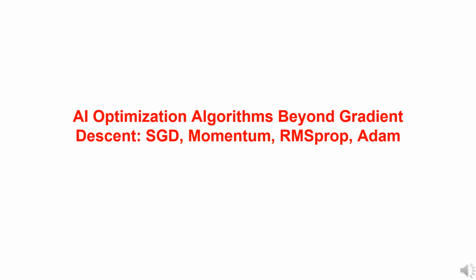In the previous video, we explored the most basic optimization algorithm for AI models, gradient descent. In this video, we'll take a closer look at other optimization algorithms, including SGD, momentum, RMSprop, and Adam.